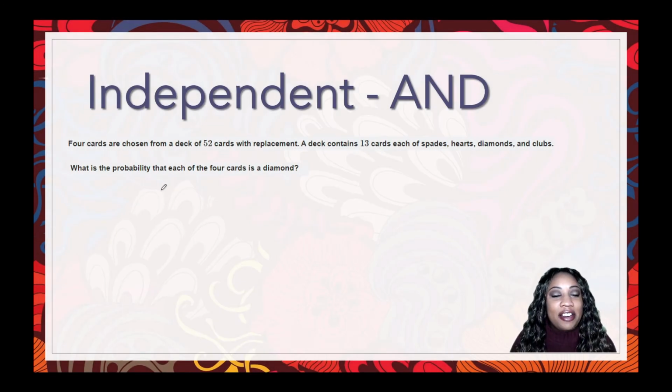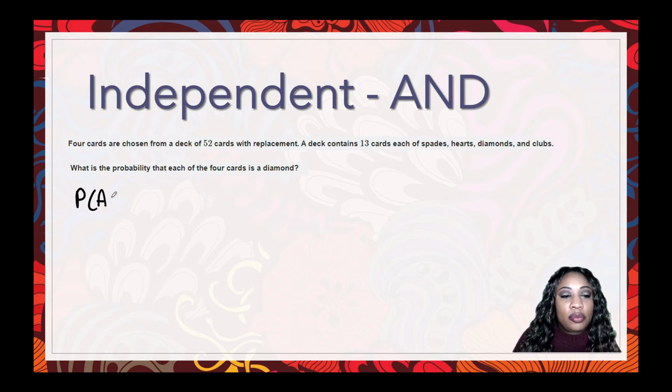Alright, let's look at another example. Going straight to the question. What is the probability that each of the 4 cards is a diamond? Now, you might say, well, I don't know if that's an and or an or. You can always rephrase it to say, what is the probability that the first card is a diamond, and the second card is a diamond, and the third card is a diamond, and the fourth card is a diamond? So, we know that it's going to be and. So recall, and means that we multiply.